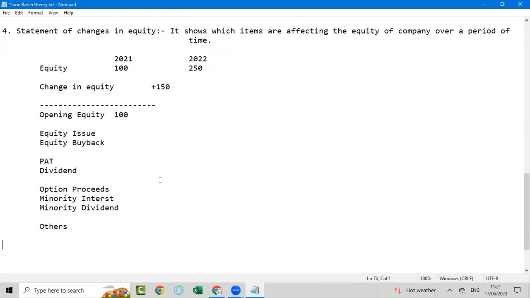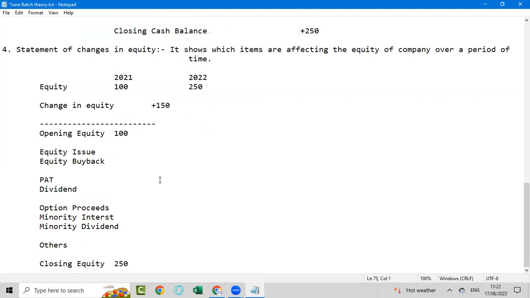Right? So this actually tells us what are the items which are affecting the equity. So if you are issuing equity, plus it. If you are buying your equity back, then minus. Profit of the company will be added. Dividend of the company will be deducted. So this basically is called retained earning. Option proceeds: the amount that you receive after converting your ESOP into shares. That is option proceeds. Minority interest will be plus. Minority dividend will be minus. Now there can be some other item depending on the company, so that can be plus or minus depending on the company itself. Please note it. I'm just coming in 2 minutes.